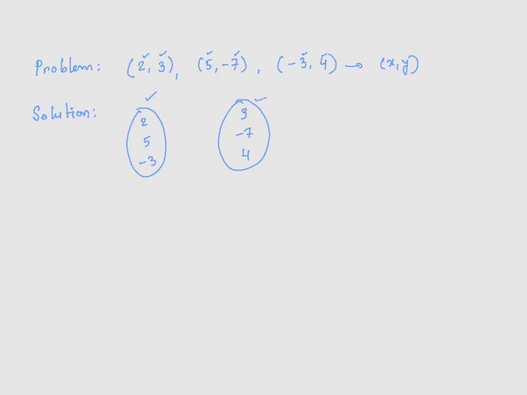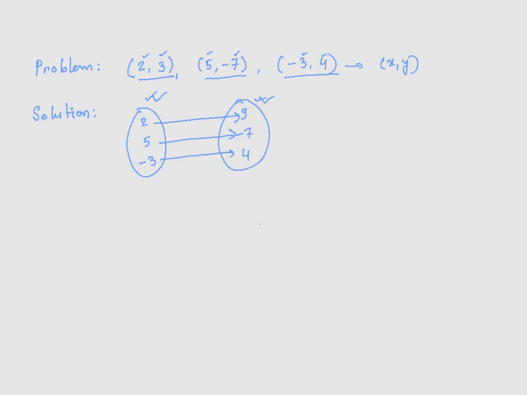Now I'm gonna do the mapping. 2 goes into 3 because 2, 3. 5 goes into -7, and -3 goes into 4. There you go. These are the mappings. Of course, it does satisfy the definition of function, which is a mapping between two sets where each item in the first set maps to only one item in the second. And as we can see from this mapping, it does so.